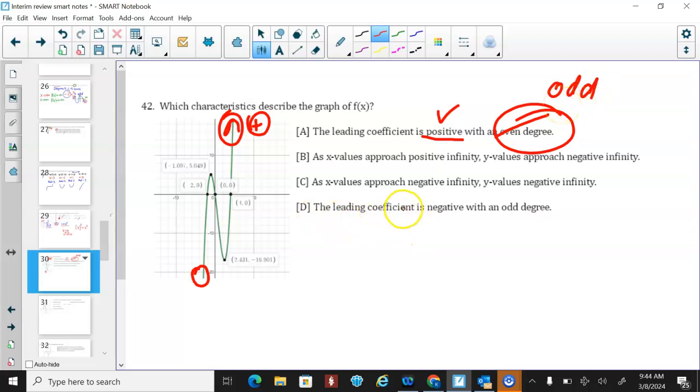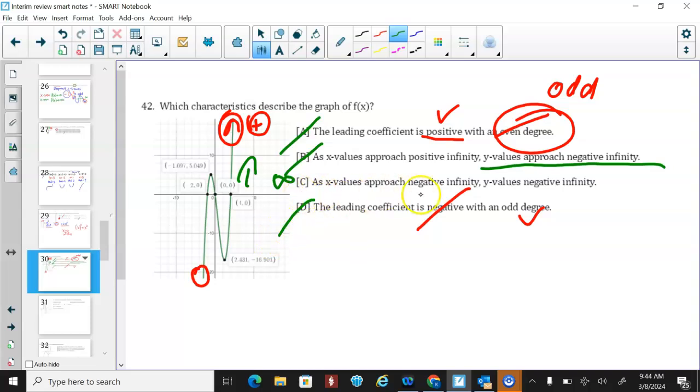Let's do D. The leading coefficient is negative. That's already not true because we already eliminated it. It is an odd function, but the leading coefficient is not negative. It is positive. It goes up. Now, B states when the x values approach positive infinity. That just means when x values are on the positive side, my y, which means my tail, is going down. This is not true. My tail goes up. So the last one must be true.